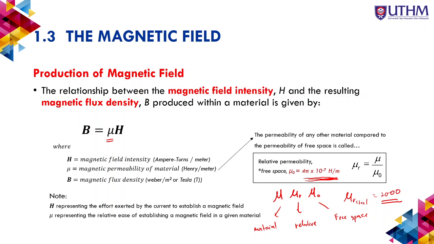Permeability. Note that H represents the effort exerted by the current to establish a magnetic field, where mu represents the relative ease of establishing a magnetic field in a given material. For example, it acts like a catalyst, something that makes it easier for the magnetic flux to flow.